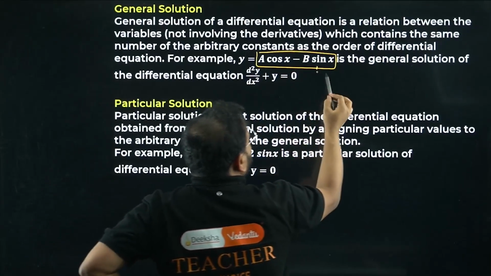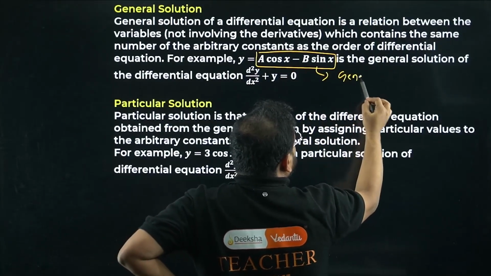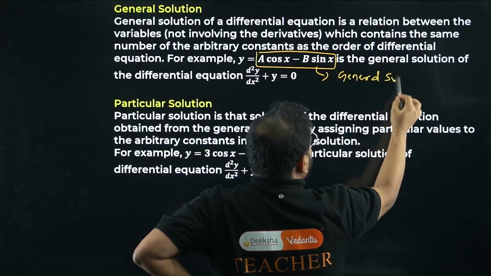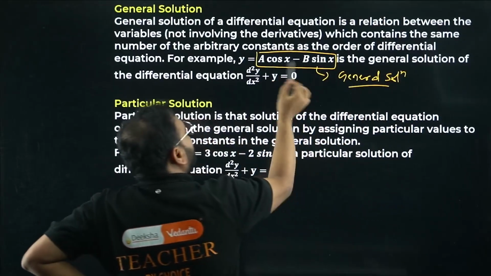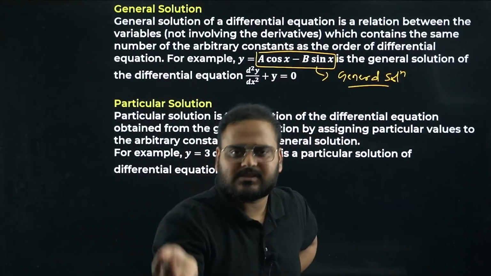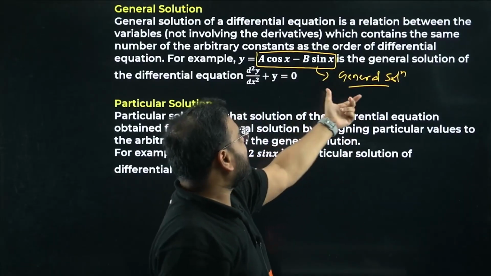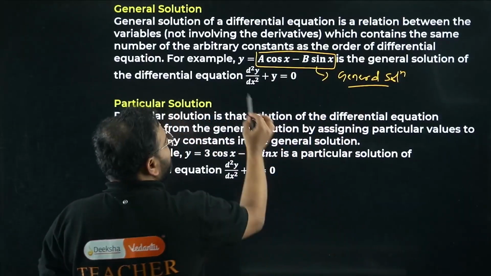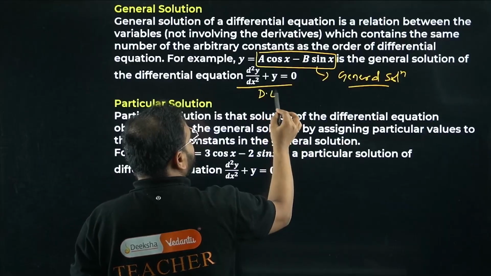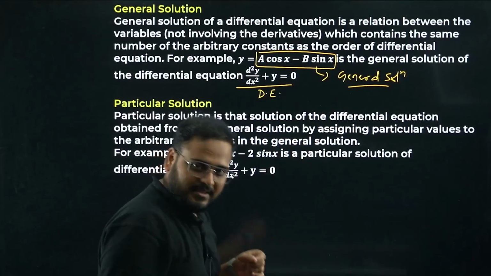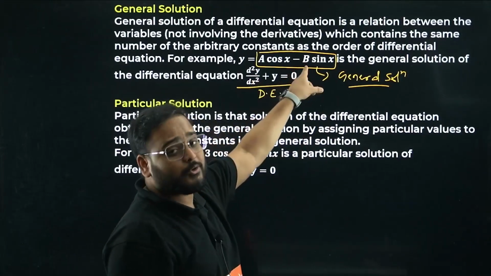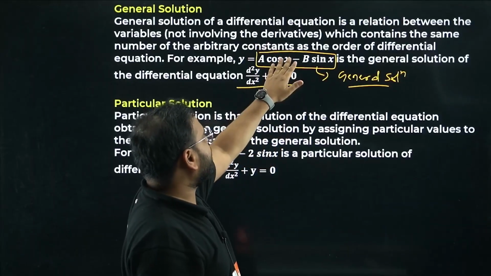What is this called? General solution, sir. This is called a general solution, whenever you don't have any specific value of a and b, they can be any arbitrary constant. For that reason we call those types of solutions general. First of all, this is your differential equation, and this is your solution. Yes sir, this is the differential equation, this is the solution, not the other way around.